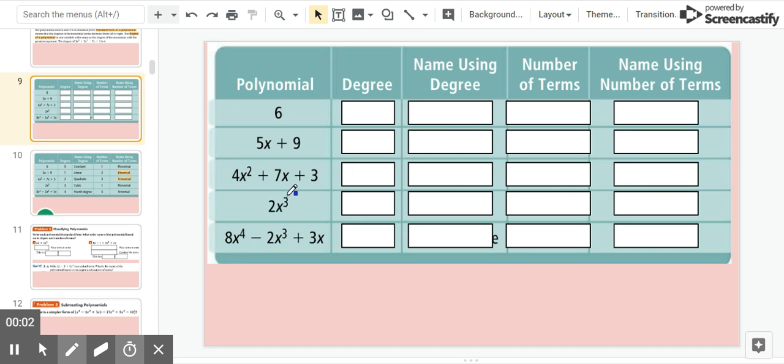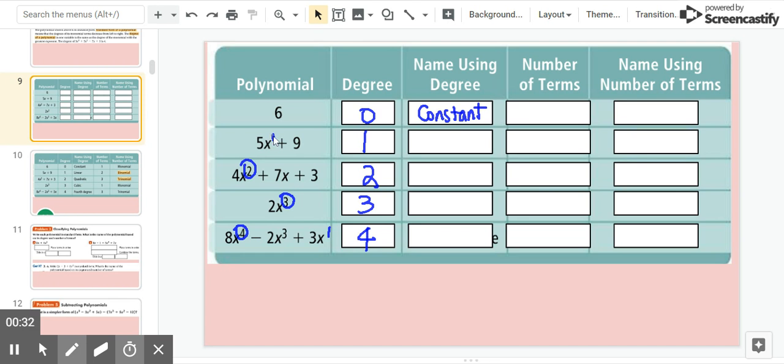All right, so now we have 5 different kinds of polynomial here. So let's find the degree first. So the non-zero constant has degree 0. And for the polynomials, what's the greatest exponent of each? 1. What's the greatest? 2. What's the greatest? 3. What is the greatest? 4. So 4, 3, and 1. So name using degree. So we have constant here.